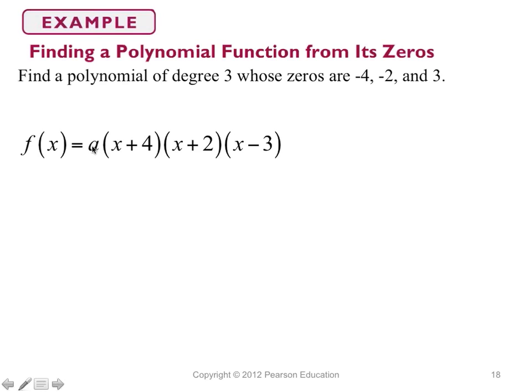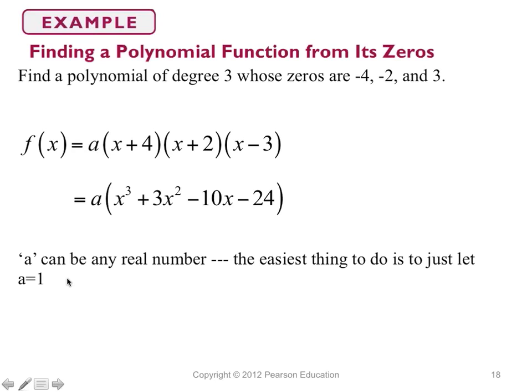Now you'll see we have an a out front here. This can be any number that we'd like it to be. The easiest thing to do is to just let a equal 1, so we plug 1 in for a, and that would be our final solution. Make sure that you pay attention in MyMathLab. They may want the factored version, which is the original one with just a number 1 out here or no number at all, or they may want the expanded version, which is the one given below.